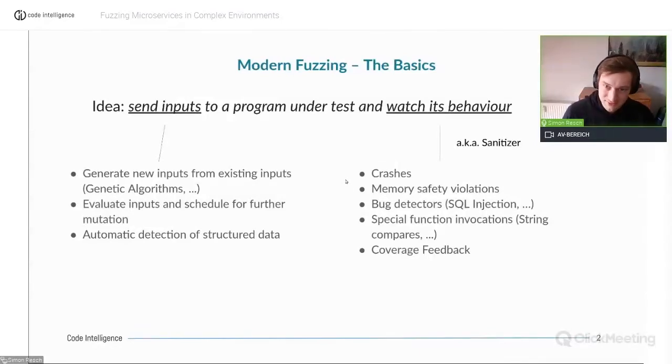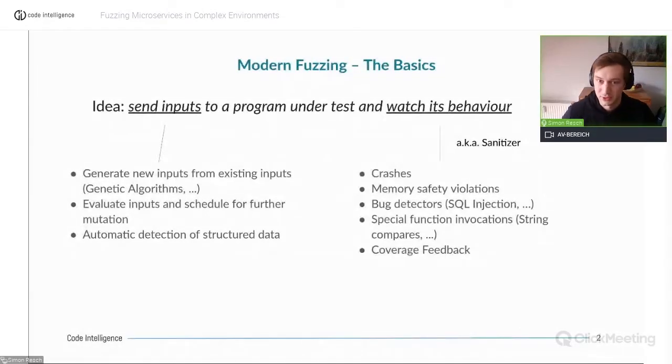But these bug detectors that check for memory safety are not limited to memory safety. We can introduce arbitrary code, injecting it into the program to check for various other kinds of bugs. One example would be to write a bug detector that checks for SQL injections as they are happening, and then we rely on the fuzzer to trigger those injections.